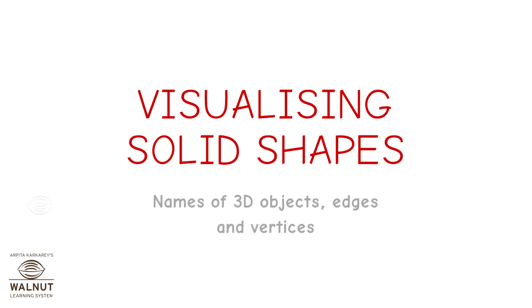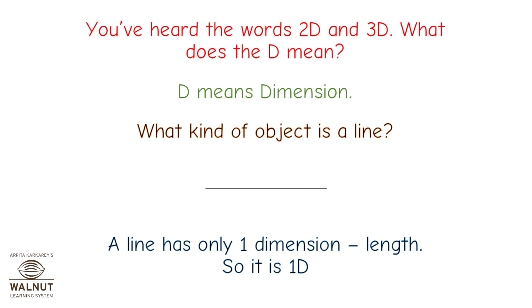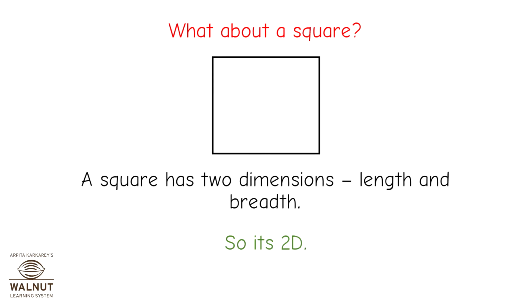Visualizing solid shapes. Names of 3D objects, edges and vertices. You've heard the words 2D and 3D. What does the D mean? D means dimension. What kind of object is a line? A line has only one dimension, length. So, it is 1D.